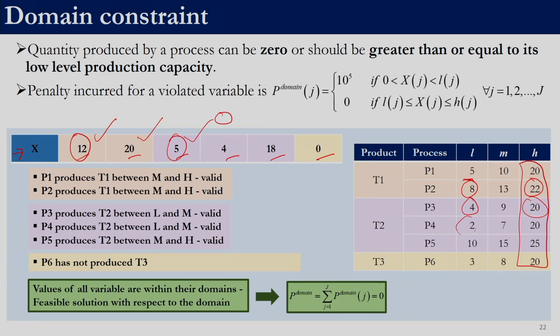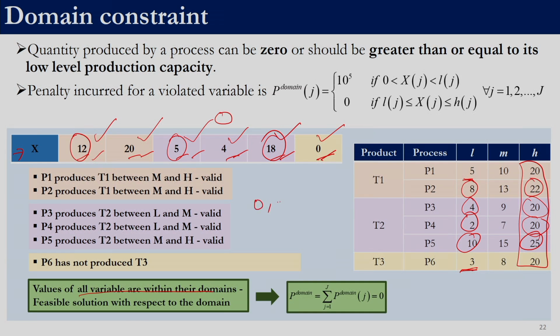4 is greater than 2, and it is less than 20. So, this is also a valid region. This 18 is greater than 10, but less than 25, again in the valid region. 0 is less than 3, so that means this product is not produced. Only if it is produced, it has to be L or greater than L. If it is not produced, then it is 0. So, in this case, none of the 6 variables are violating their domain constraint. All variables are within their domain.